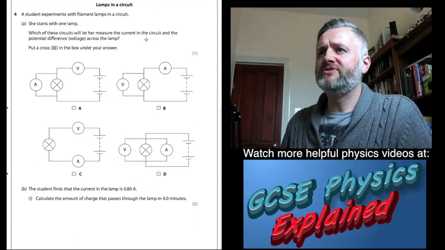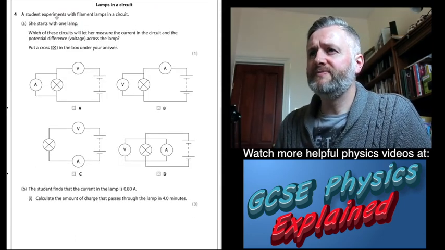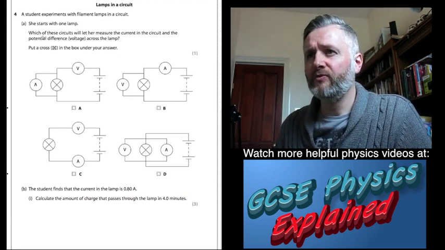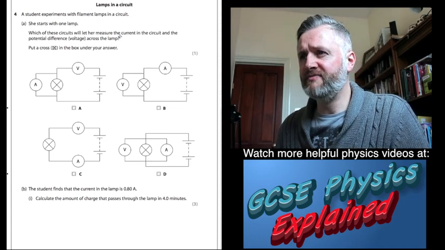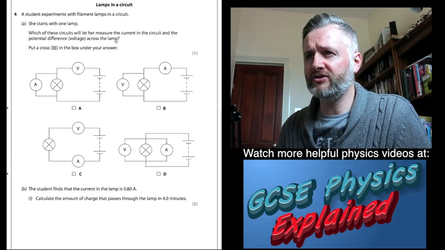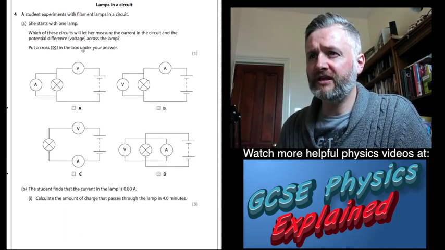Number 4, lamps in a circuit. A student experiments with filament lamps in a circuit. She starts with 1 lamp. Which of these circuits will let her measure the current in the circuit and the potential difference across the lamp? Put a cross in the box.